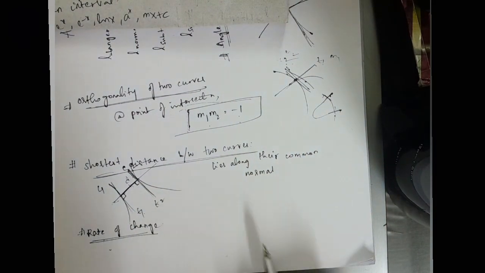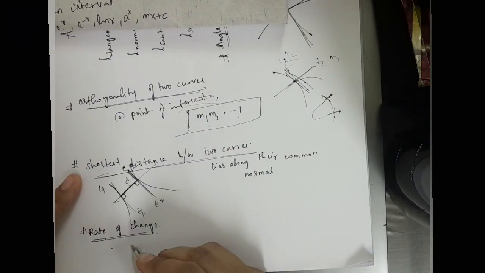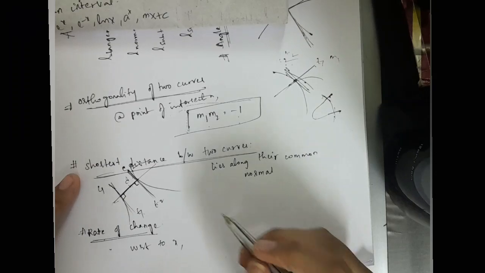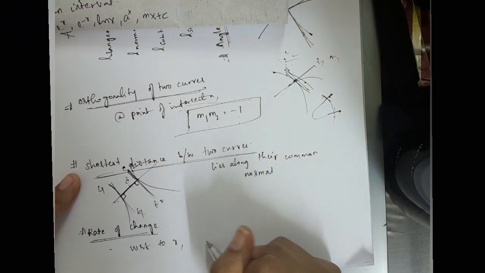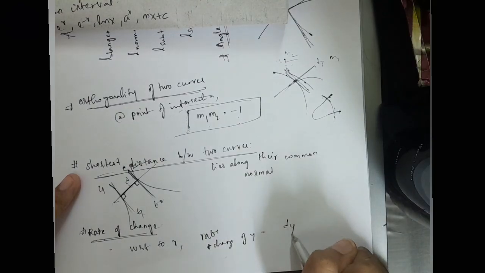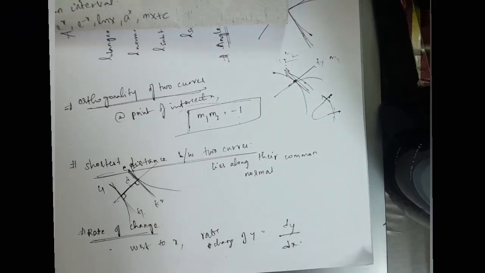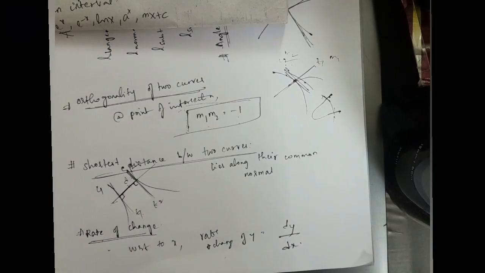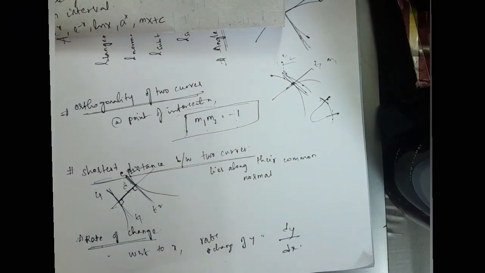Next we have rate of change. Let's say with respect to x, rate of change of y is given as dy over dx. That's about it. There's a lot of questions on this though, so something you should keep in mind.